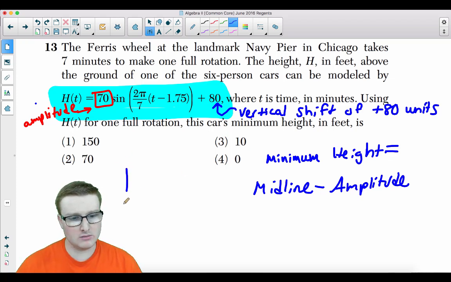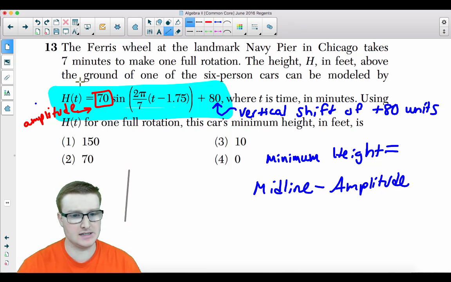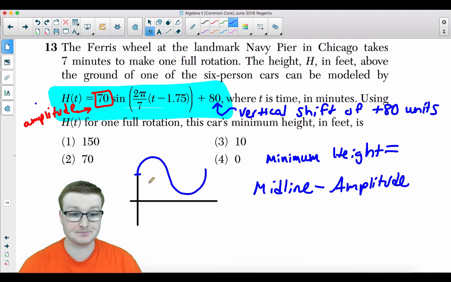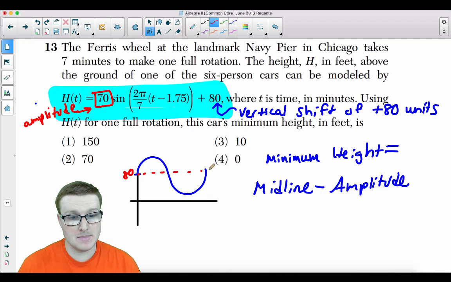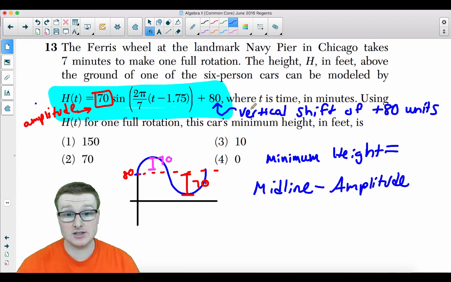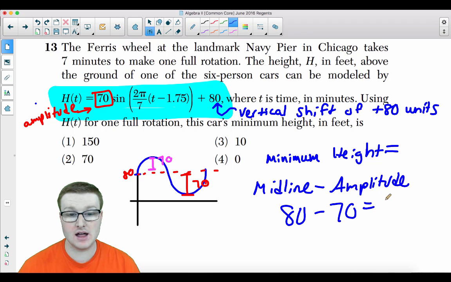Let me just show you what it may look like in a little picture here. This is not drawn to scale, it's just a basic sketch. If I were to draw a sinusoidal curve, 80 above, it will look something like this. So this is 80, and the amplitude from the midline down is 70, and the same thing up here, 70 as well. So the midline in this case is 80. You just take 80 minus the amplitude of 70, you get a value of 10, which is your answer.